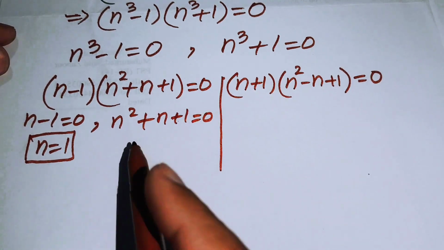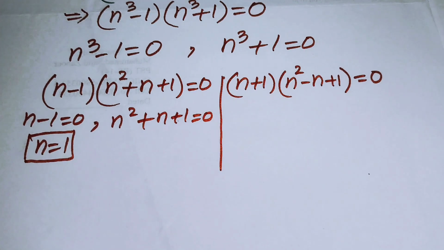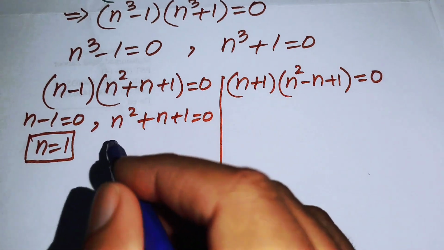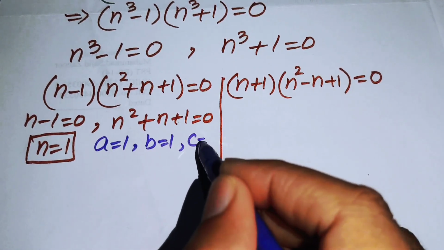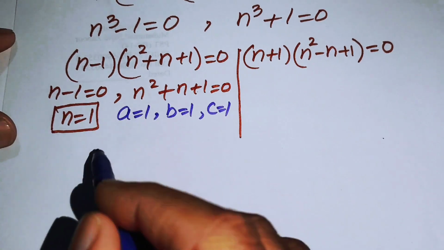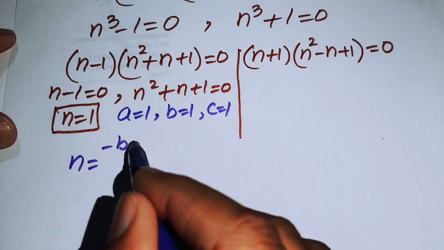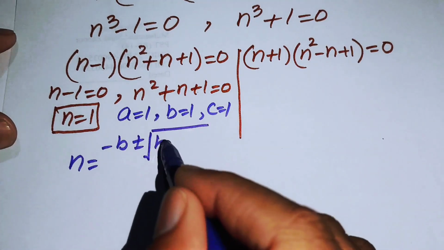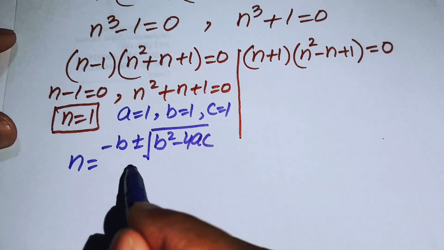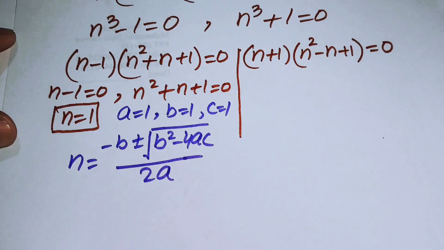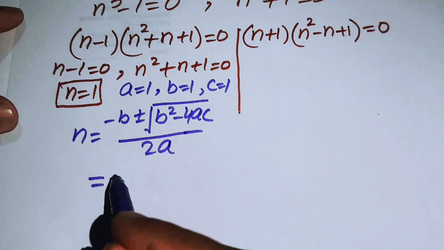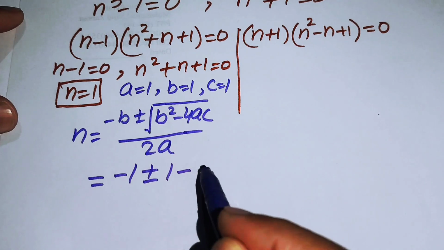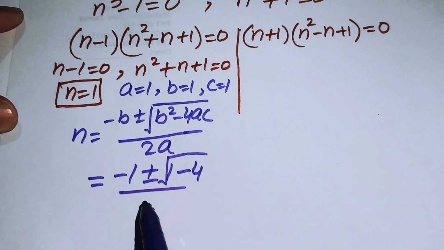And now we move toward this quadratic equation. In this nice quadratic equation I can use the quadratic formula. You see that we have a equals 1, b equals 1, and c equals 1. So our quadratic formula will be n equals minus b plus minus square root of b squared minus 4ac over 2a. And now we put all the values of a, b and c here, and you get the values of n. So we have minus 1 plus minus square root of 1 minus 4 over 2.